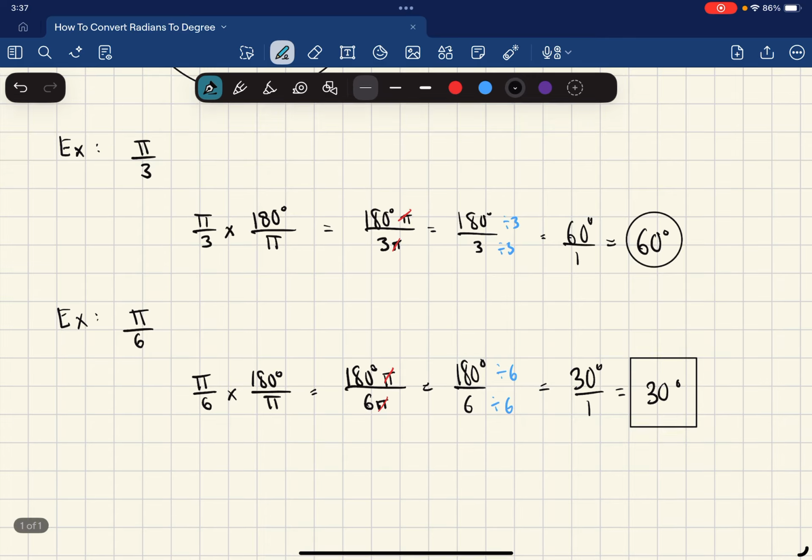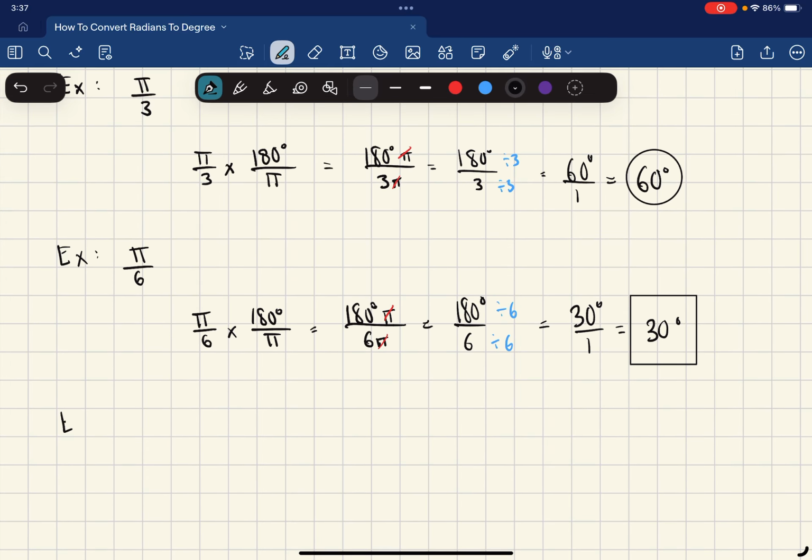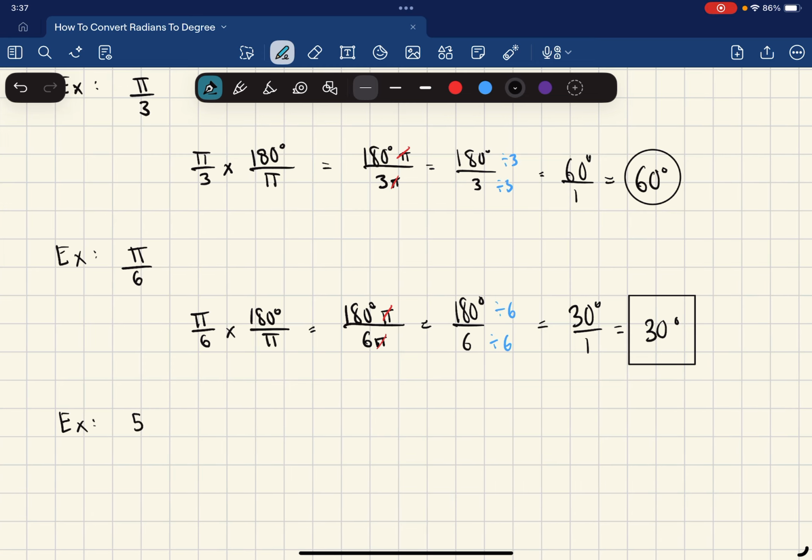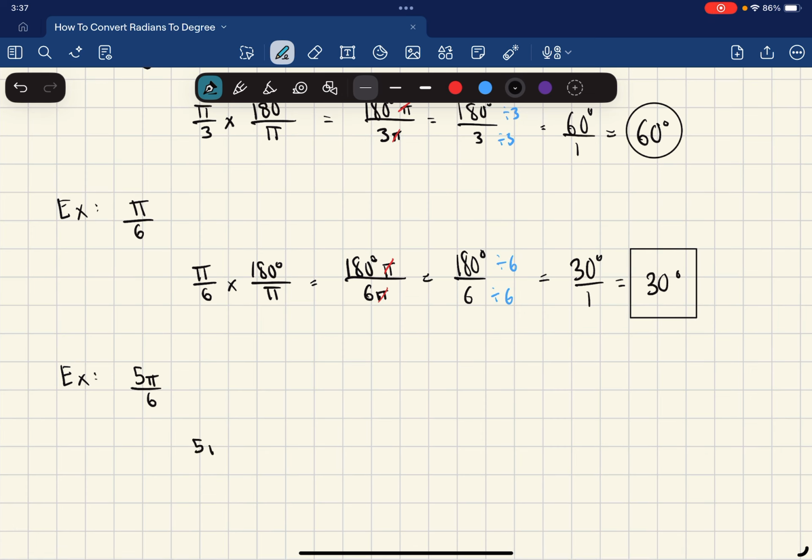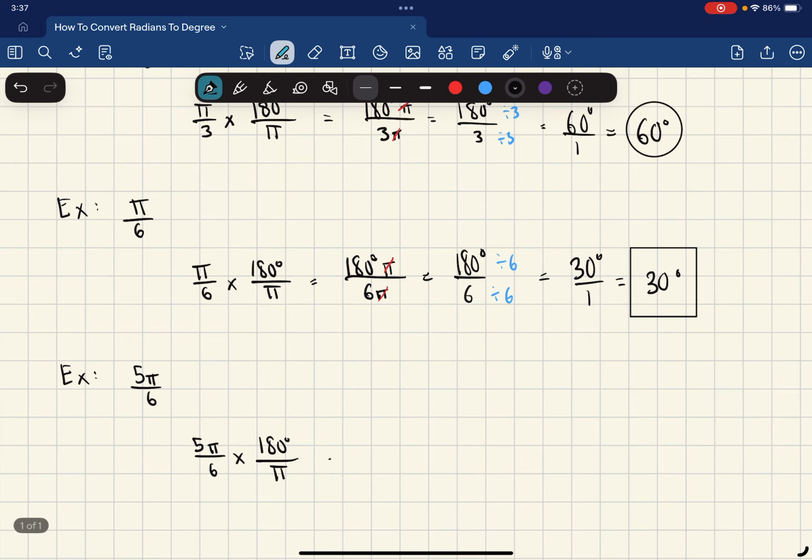So now you guys kind of got the idea, but let's work on the next one. If you want to work on it yourself, of course, just pause the video. Let's say we get 5 pi over 6. To do that, we take the 5 pi over 6 and multiply by 180 degrees over pi. That should get you 5 times 180. I don't know it off the top of my head, so let me use a calculator. Sorry about that, guys.